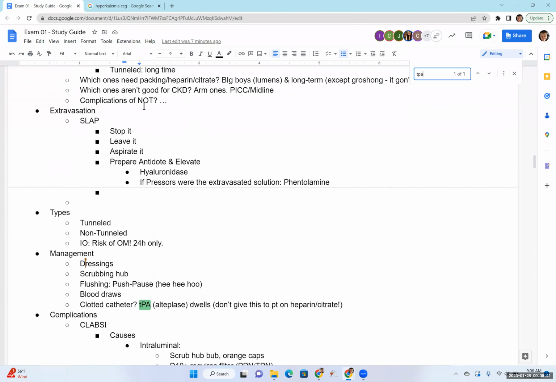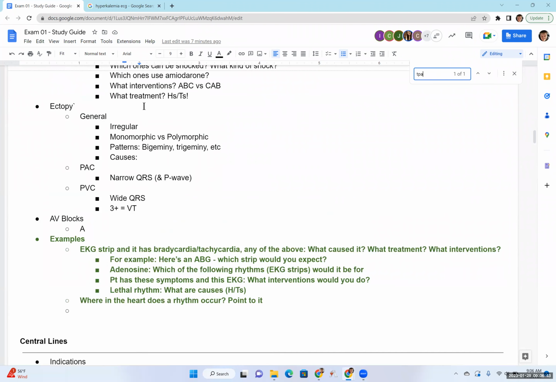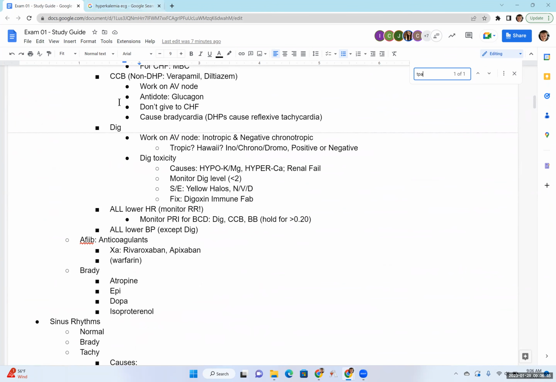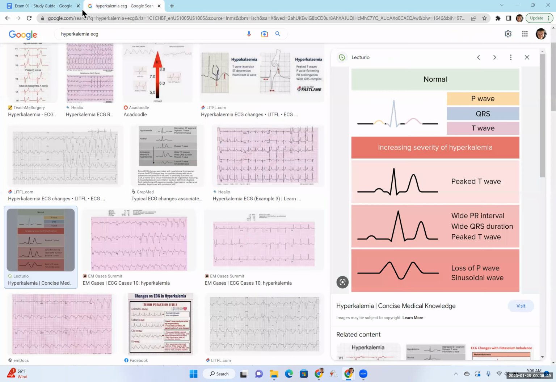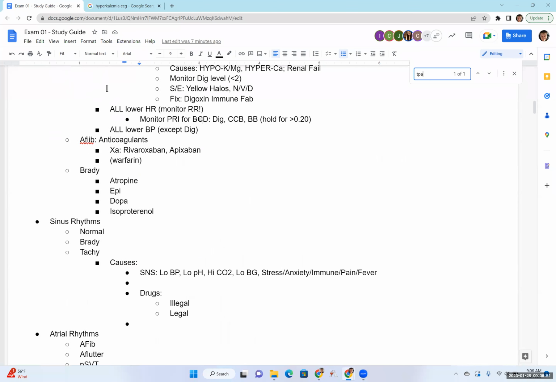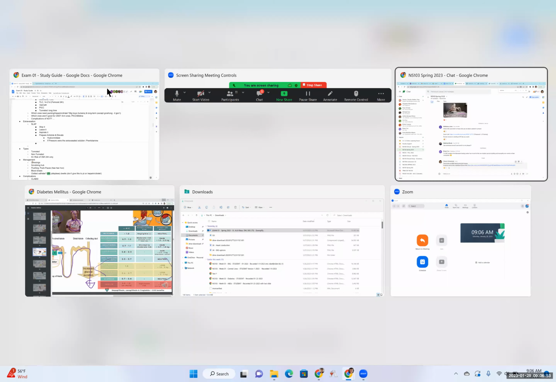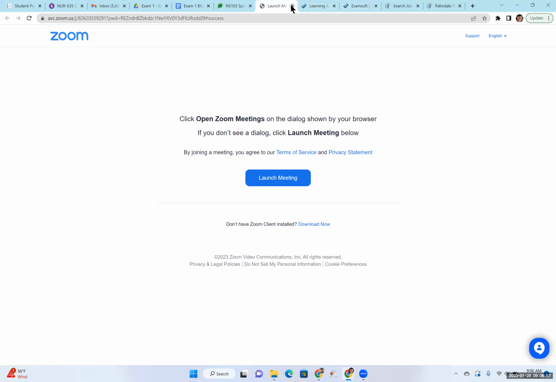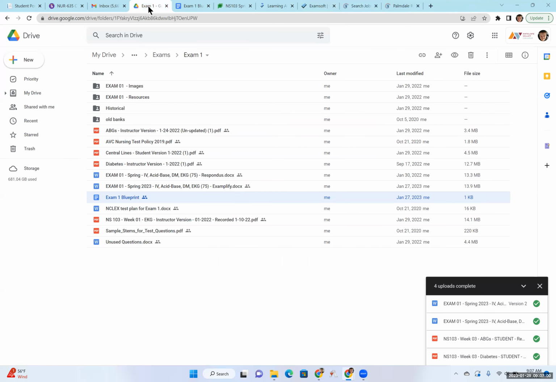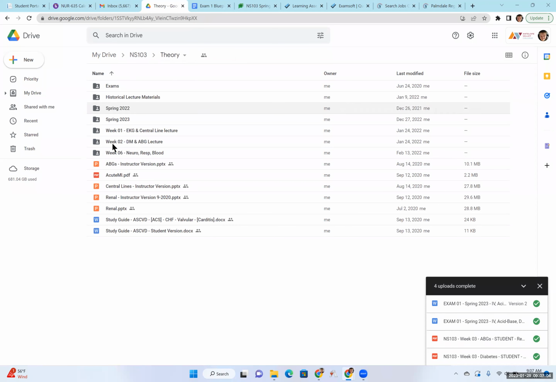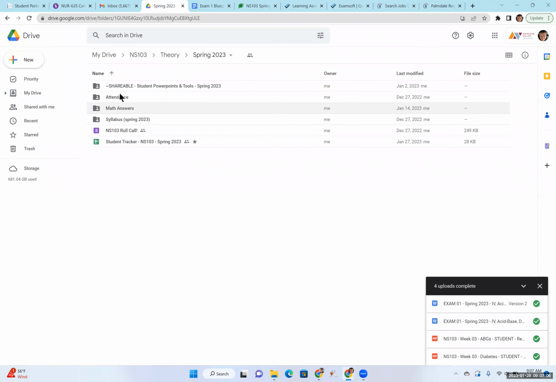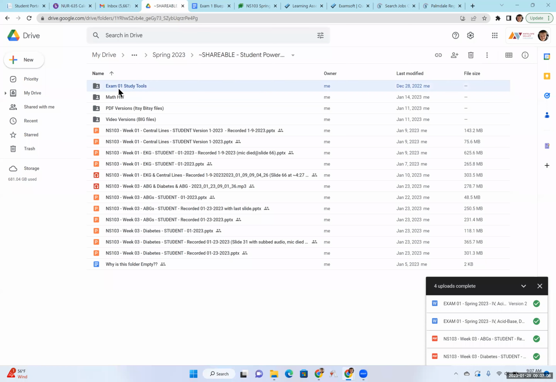So ABG and compensation, right? So we give some example ABG here. Let's pull up another document. Let's go over here. All right, so week spring 2023. Let's make it in the exam one folder. Then with study tools. Yep.